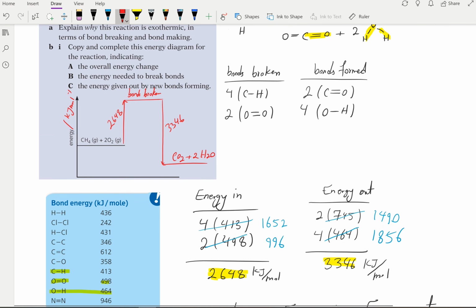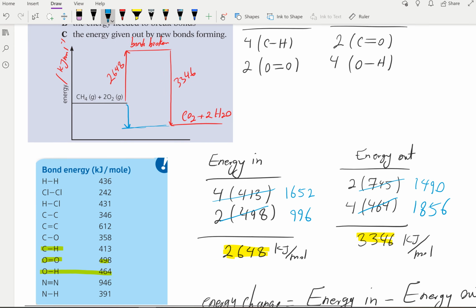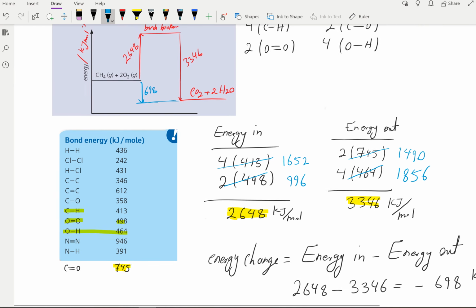So we have answered part B, energy needed to break the bonds, 2648. Part C, energy given out by new bonds forming, 3346. The overall energy change is the difference between these two energy levels. So from here to here, and the overall energy change is negative, which shows that the reaction is exothermic. It releases 698 kilojoule energy per mole.